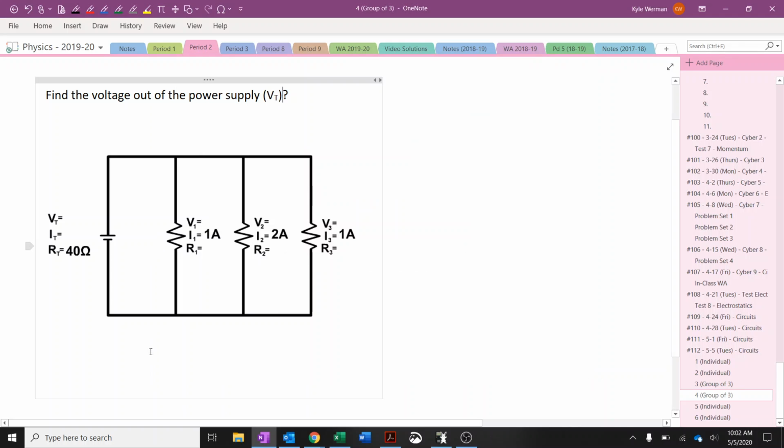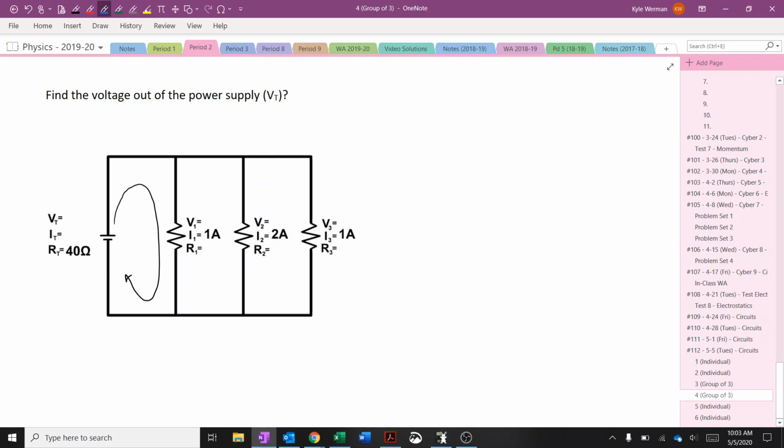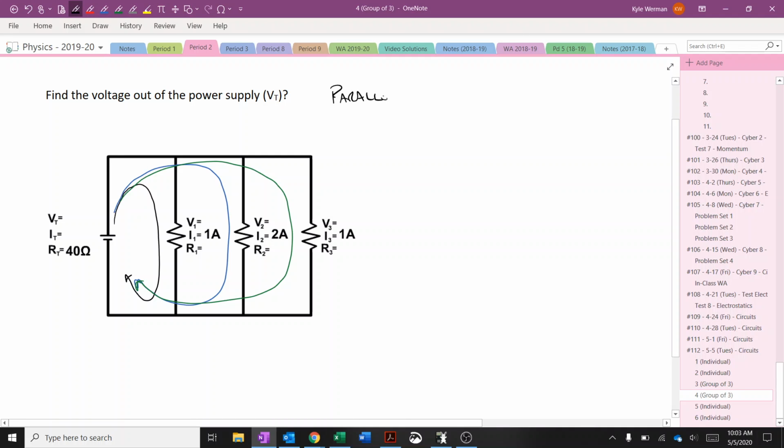All right, so here we have a circuit where we're given three different currents and a total resistance of the circuit. Hopefully you recognize that if I take a loop through this from power supply to power supply, I've got one loop, I've got a second loop, and I've got a possible third pathway, right? So we have a parallel circuit, so we're dealing with parallel here. And with any parallel circuit, certain rules come into play.